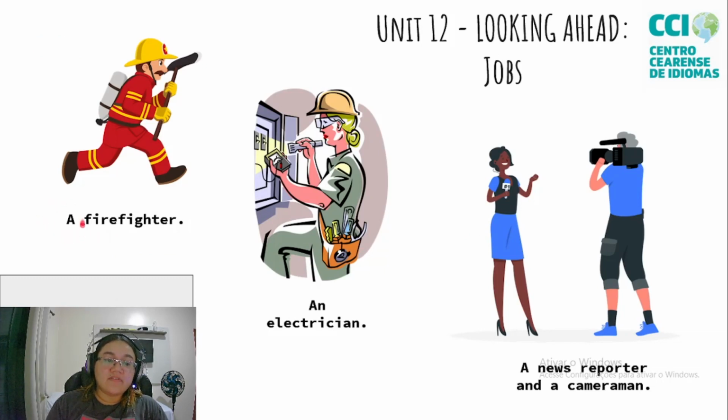When we have a consonant sound, and when we have a vowel sound, before you say your profession, you always have to use this indefinite article. You say, I am a firefighter. I am an electrician. She is a news reporter. He is a cameraman. Okay?